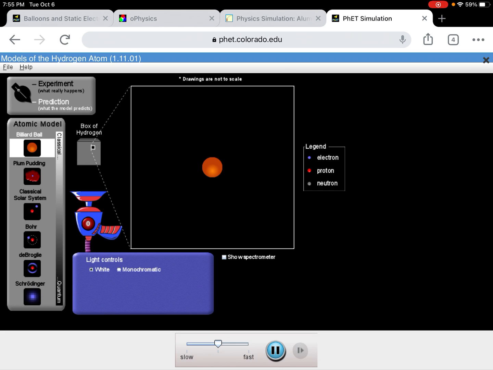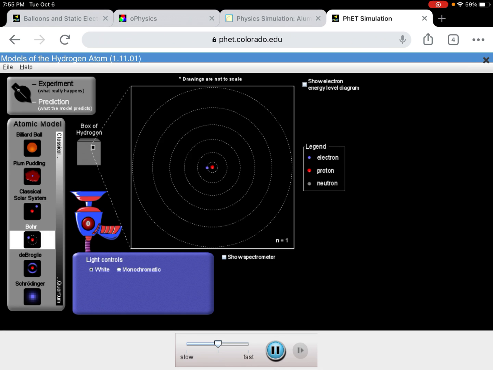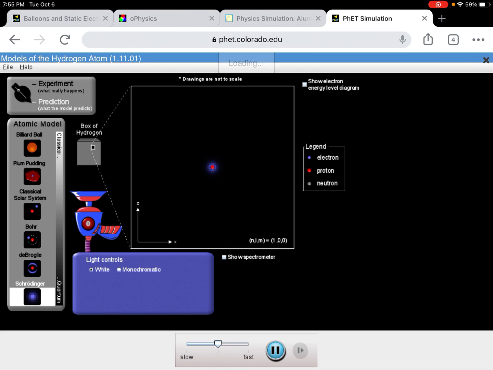So in this applet, they show us, it goes all the way back to the billiard ball model of the atom. You may remember that. And then plum pudding, and then the solar system model, and now the Bohr model, where we have the nucleus, and then we've got electrons rotating at fixed orbits. Later, we learned about the de Broglie model, and then finally the current, or closest to the current model, the Schrodinger model, which says that there are orbitals that are basically probability clouds.